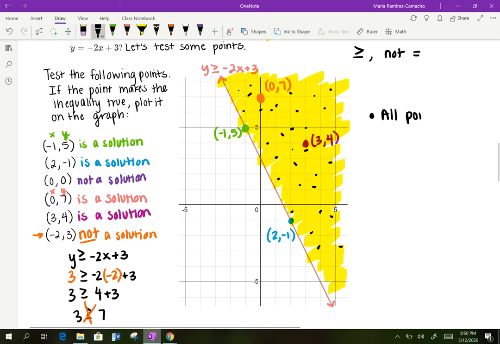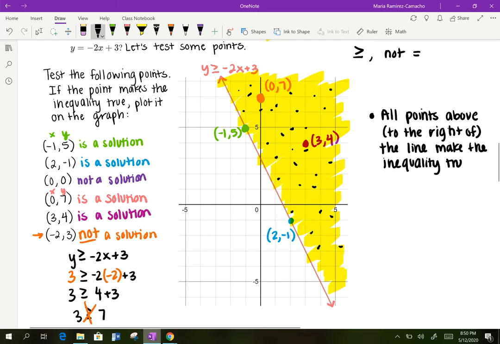All points above, to the right of, because it's like above, but it's to the right of the line, make the inequality true. So these are solutions.